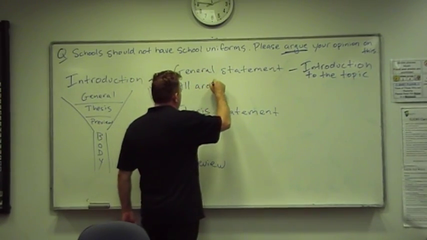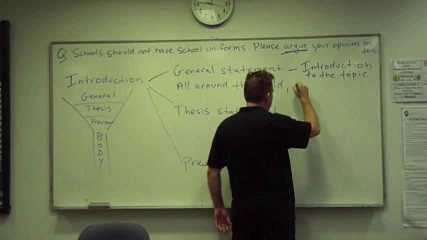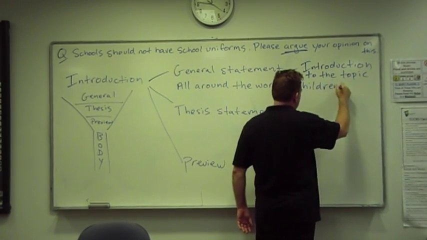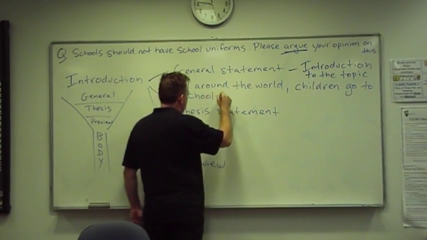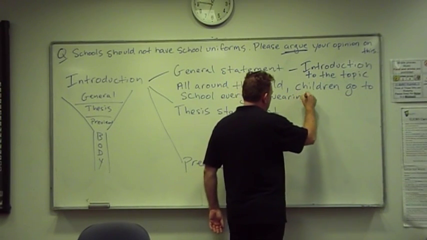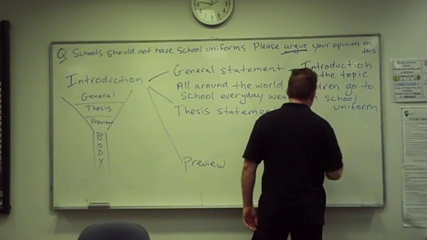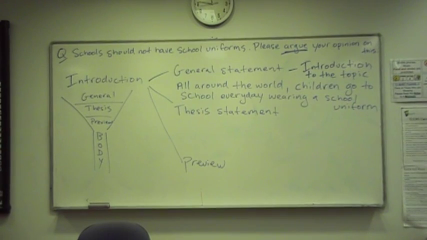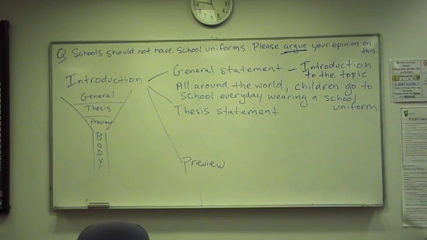So, the general statement. We could say, all around the world, children go to school every day wearing a school uniform. There we go. There's your general statement. All around the world, children go to school every day wearing a school uniform. You could make that a bit longer if you want, a bit shorter. Let's just say you wanted to make it a bit longer.